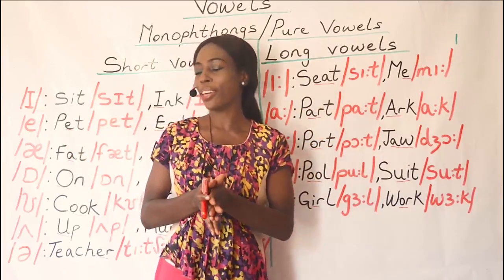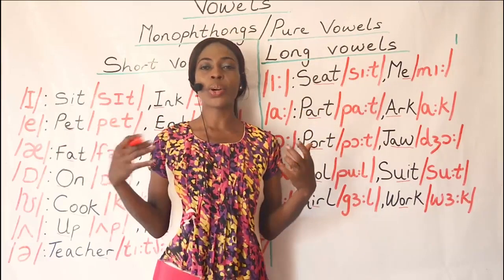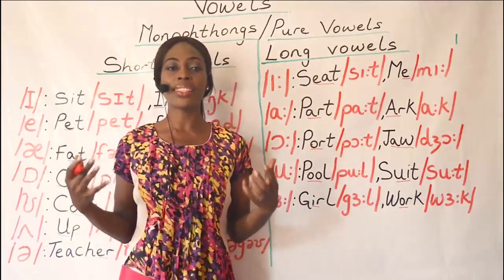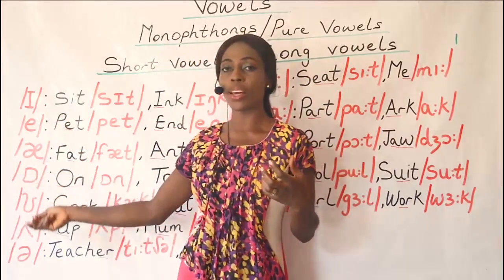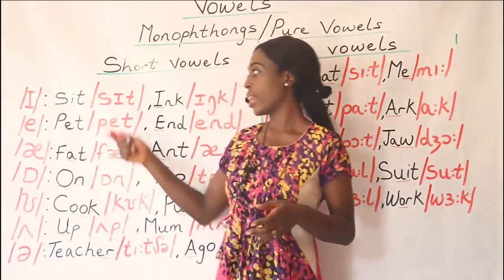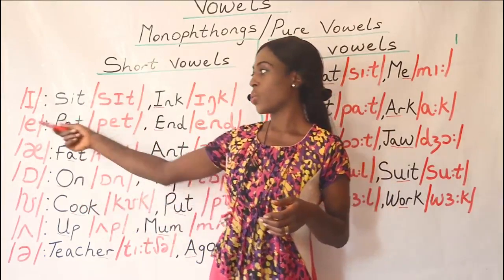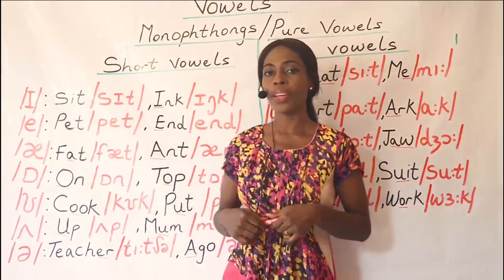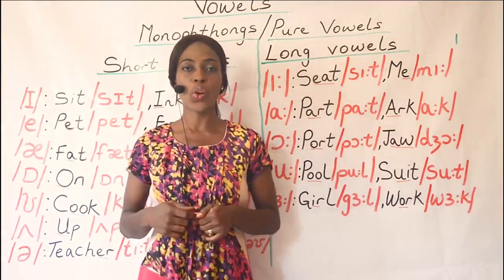Now, for each sound, I'll give you a corresponding symbol from the International Phonetic Alphabet. So the corresponding symbols are here, the IPA. Then the word, then we'll transcribe it using the IPA. So let's begin with the short monophthongs.